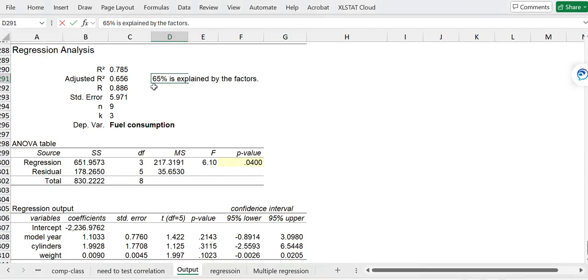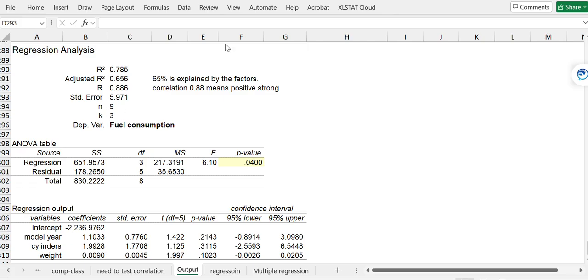Look at R. The R value is 0.886, right? So what is the correlation? 0.88 means a positive, strong relation. There is a strong positive relation. Then coming down, we have more values.